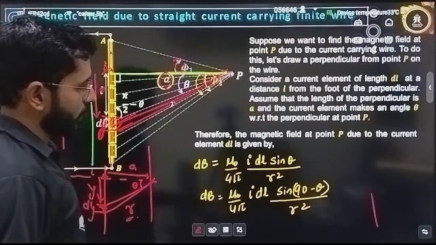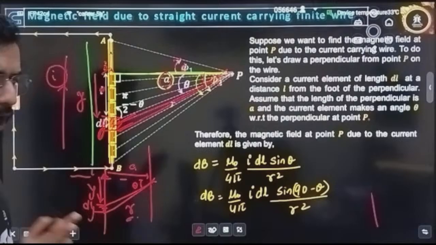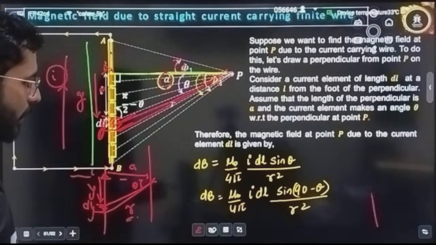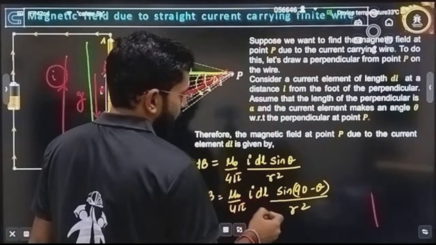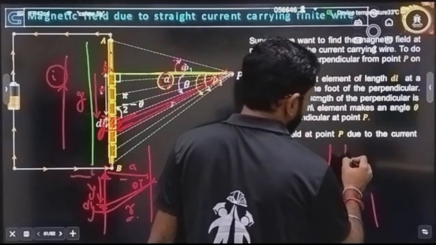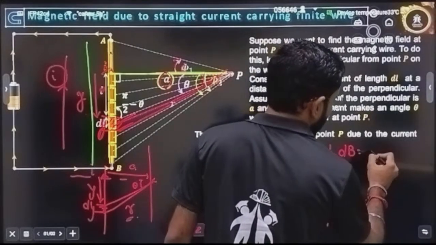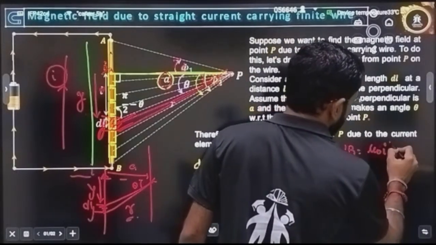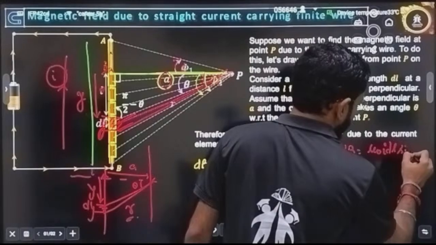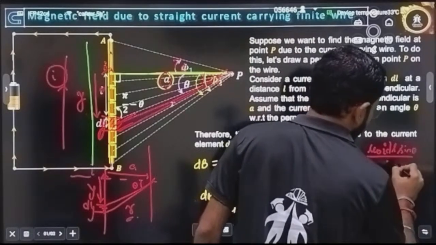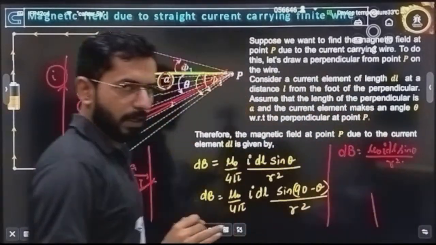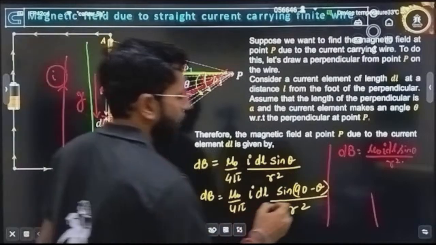Now see, we have to manage in the given space only. How I am going to write, I am explaining to you. Firstly, you will be writing dB. What is dB? Biot-Savart's law. dB is mu naught I dl sin theta divided by r square. As of now, I am just writing the formula. This is what you write, correct?